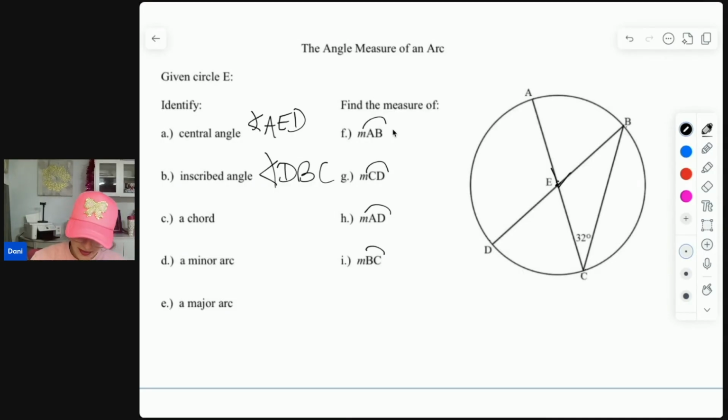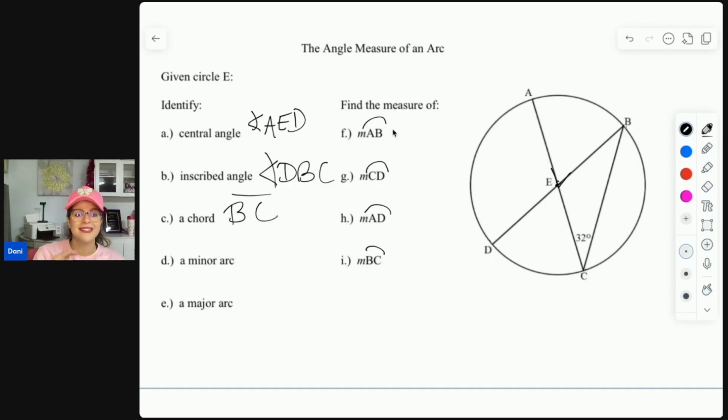A chord is where it goes from edge to edge. It doesn't necessarily have to go through the center, but it could, and that would be called a diameter. But for this, I'm going to say chord BC. Chord BC there.